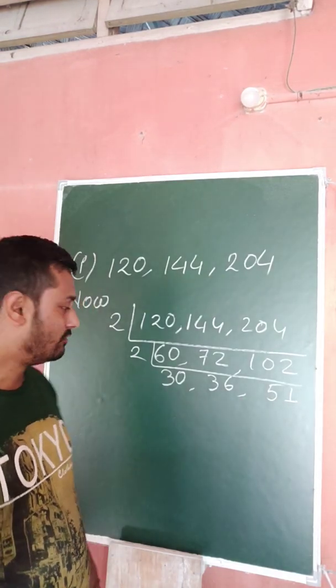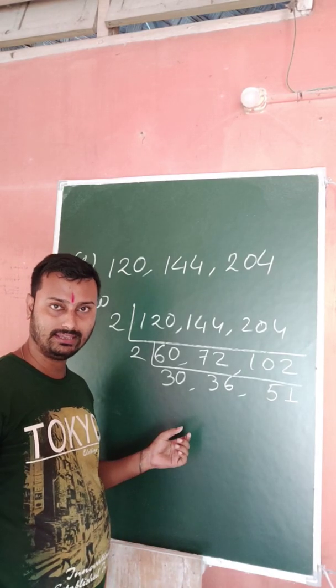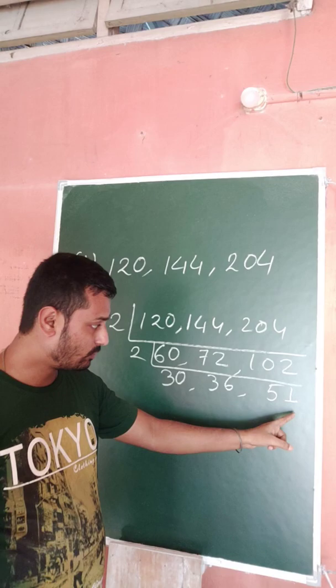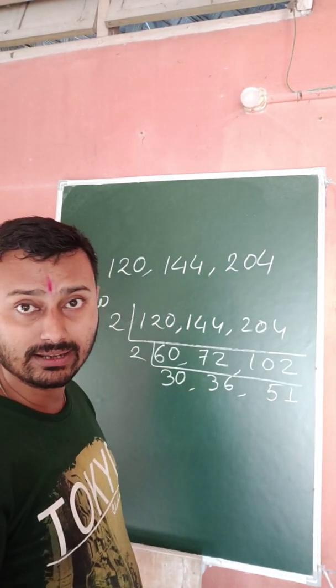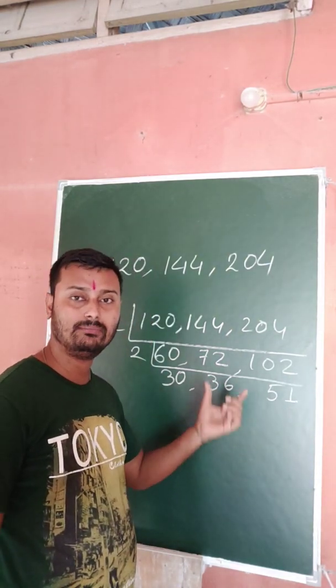Now look at the first two numbers, 30 and 36. Both are even numbers because the last digit is 0 and 6. But 51, look at the last unit place digit, it is 1. 51 is not an even number, it is an odd number. That means we cannot divide all three numbers by 2.